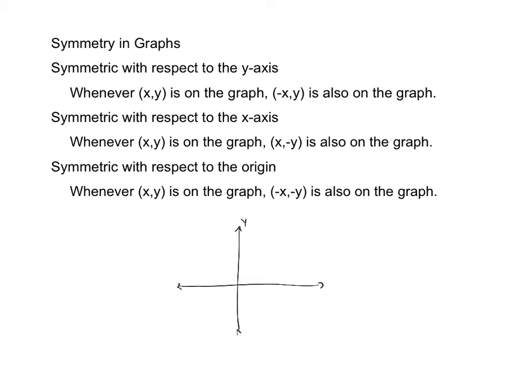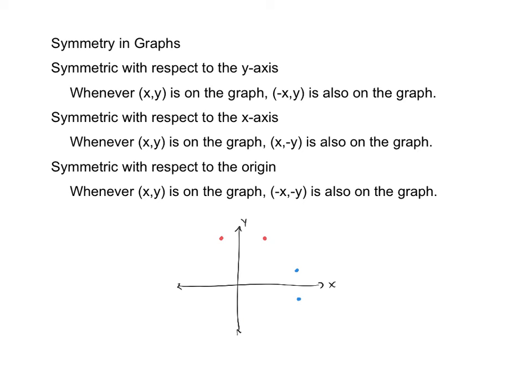If I have, let's go with 3 different colors each time, if I have a point up here, its matching point would be there. That's the first one, symmetry over the y-axis. Over the x-axis, if I have a point, say, over here, its match would be over there. That's symmetric over the x-axis. And then, oops, I didn't label my x-axis. There we go.